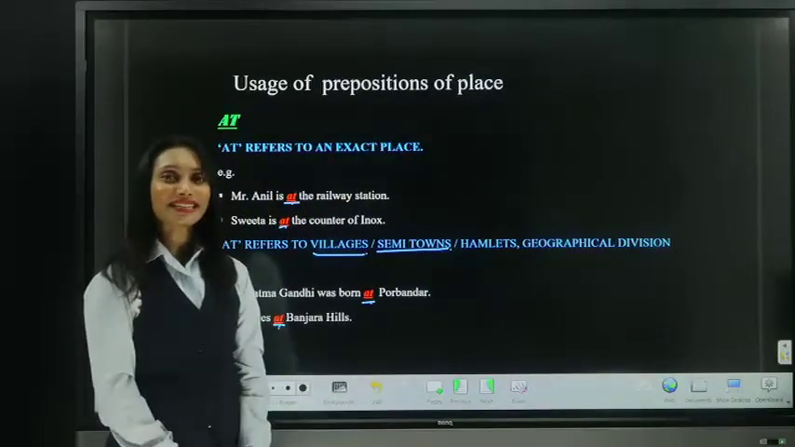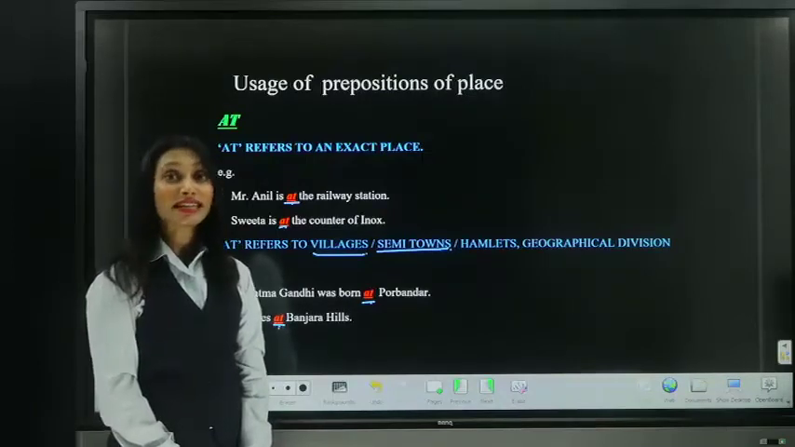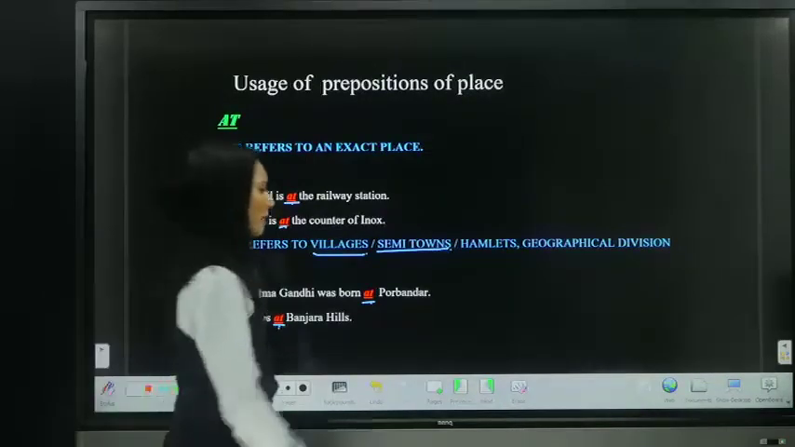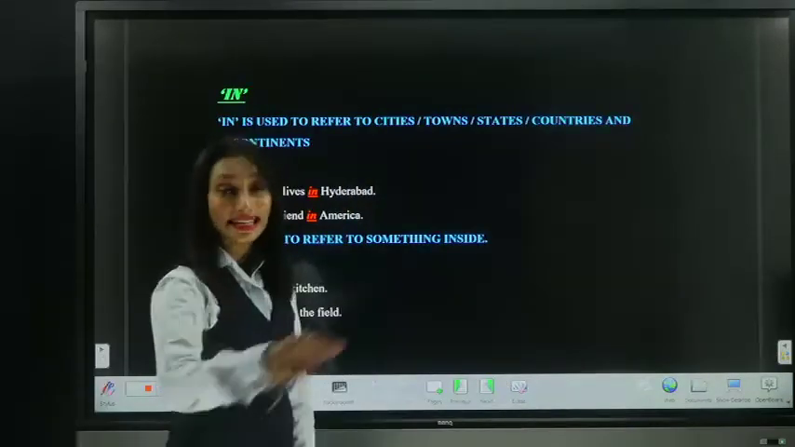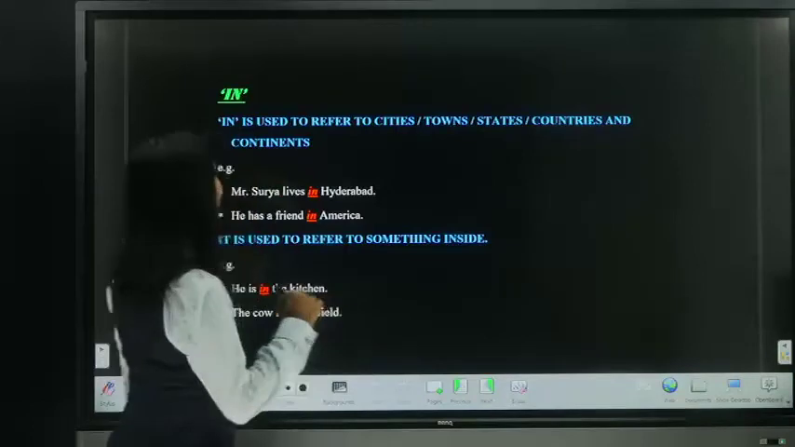Now let's see the second one, the preposition in. When do we use the preposition in? In is used to indicate something inside, something which is inside.